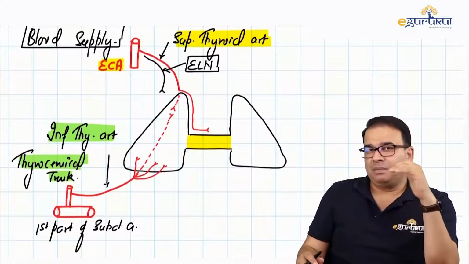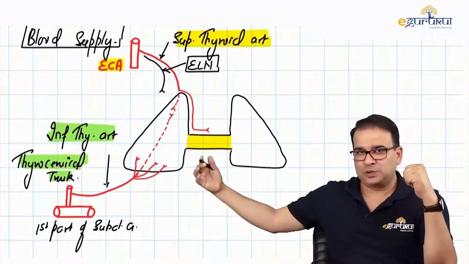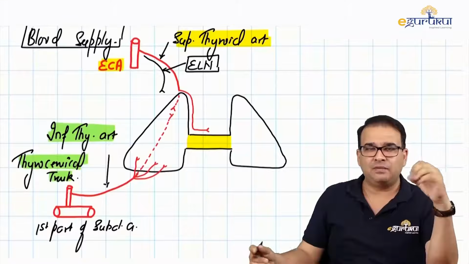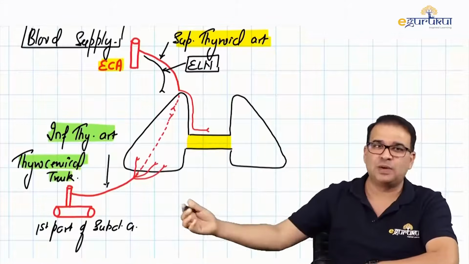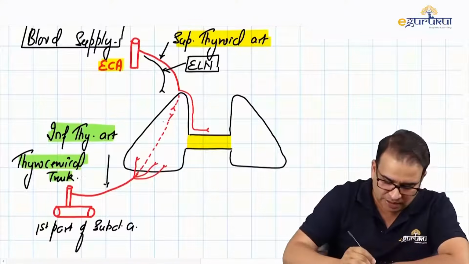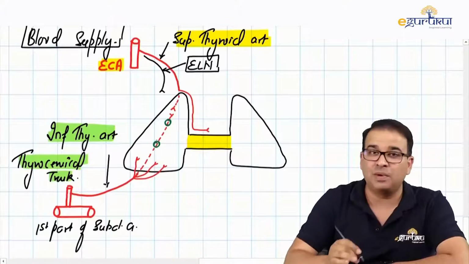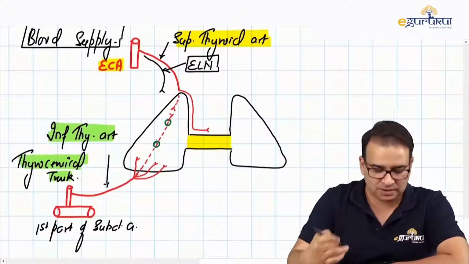The major course of the inferior thyroid artery is seen on the posterior border, which also tells me that the major supply to the parathyroid glands, which are on the posterior border of the thyroid gland, is also by the inferior thyroid. So just so that you remember it, I can draw the parathyroid: the superior and the inferior parathyroid glands are predominantly supplied by the inferior thyroid artery.